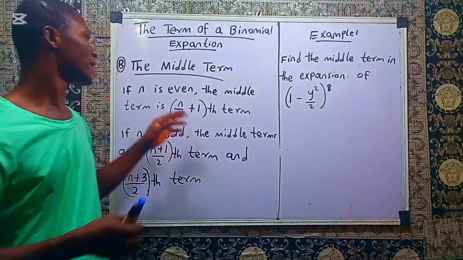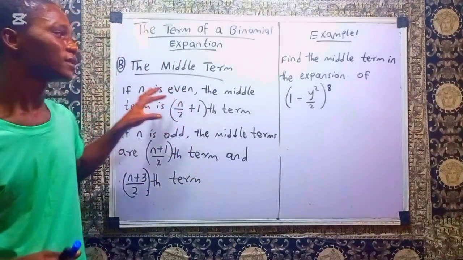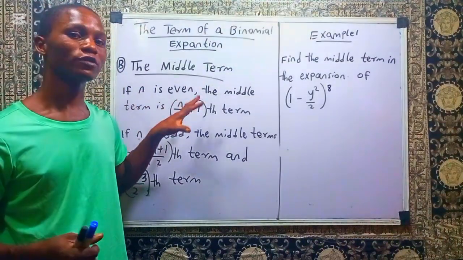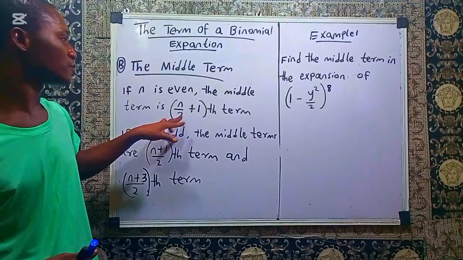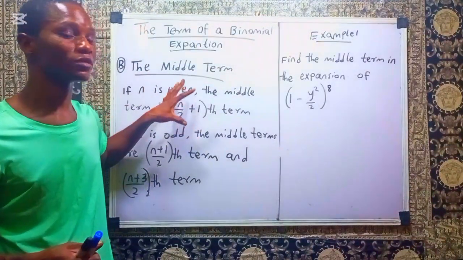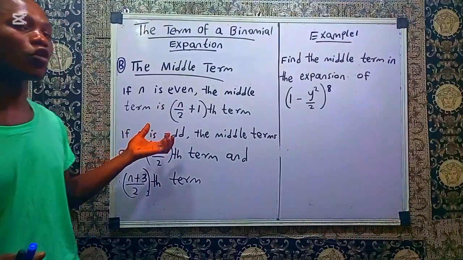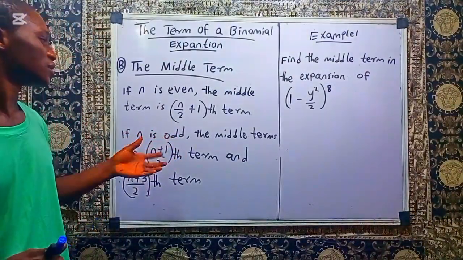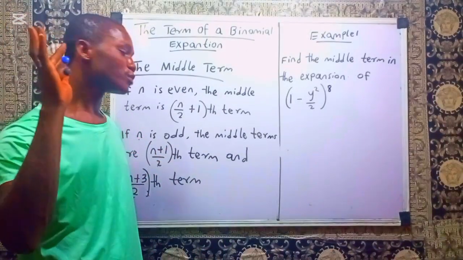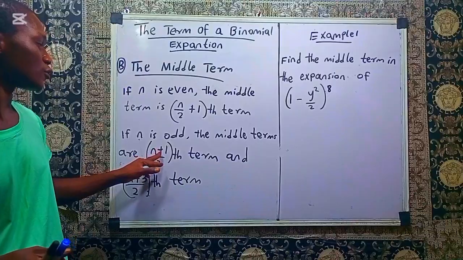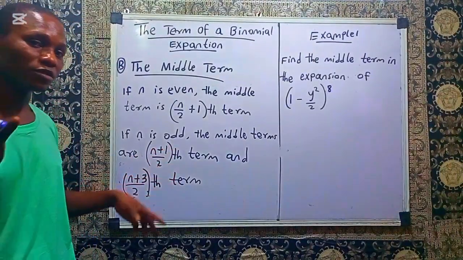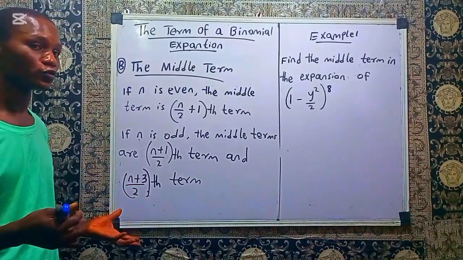Assuming that n is even, that means that the index of the bracket is an even number, then the middle term will be given by n divided by 2 plus 1. That will give you the formula for the middle term. Then if n is odd, you are going to have two middle terms. The first term will be n plus 1 divided by 2, and the other term will be n plus 3 divided by 2.